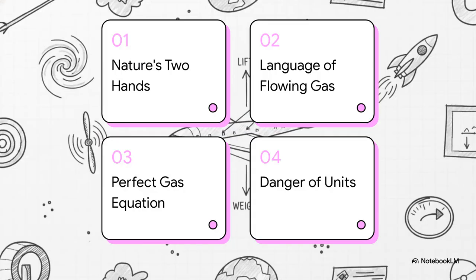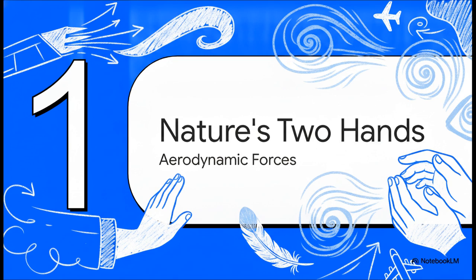So, here is our game plan to solve this mystery. First, nature's two hands. Second, the language of flowing gas. Third, the perfect gas equation. And finally, the danger of units. Let's jump right into Section 1, nature's two hands.